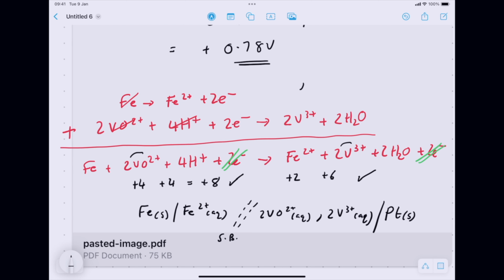And that's it. The 4 main things from an electrochemical cell question: how to draw the cell, how to work out the cell voltage, how to write the overall electrochemical cell redox reaction, and then finally the cell statement.